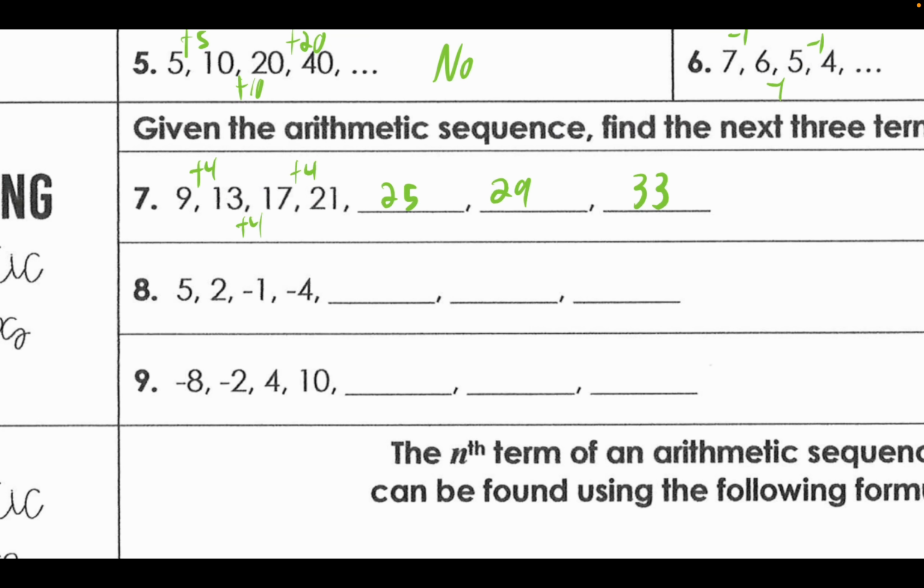On number 5, we're subtracting 3, subtracting 3, subtracting 3. So we keep subtracting 3, and we get negative 7, negative 10, and negative 13. And number 9 here, we add 6, add 6, and then add 6. And so then the next 3 would be 16, 22, and 28.